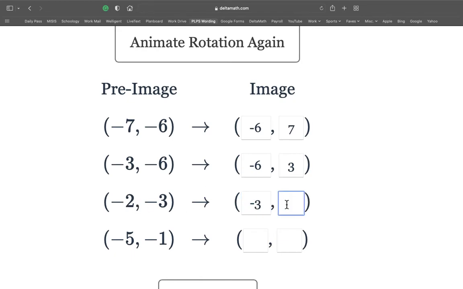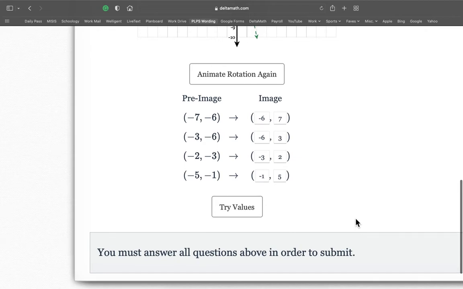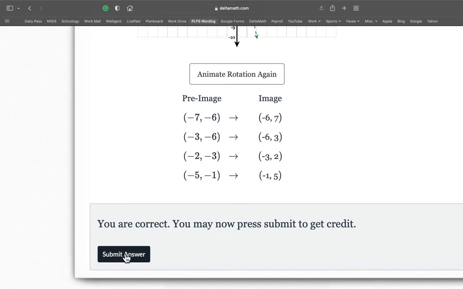So by that pattern, that means this is going to be negative 3, and this negative 2 is going to become positive 2. And this negative 1 is going to stay negative 1, and this negative 5 is going to become positive 5. Look at that. Well, let's try it out. Let's try the values. I'm going to click on try values here. And you are correct. Perfect.